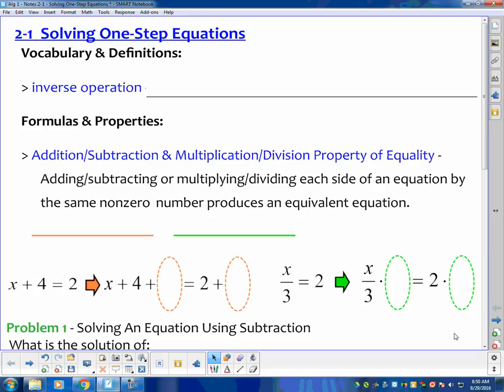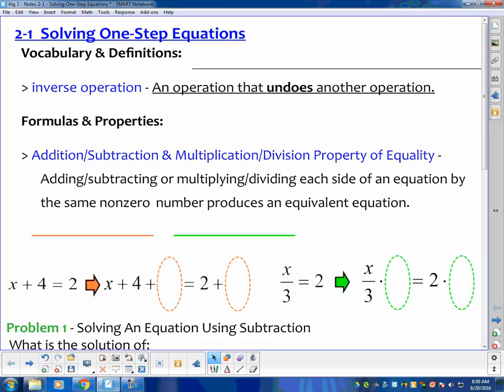Okay, chapter 2, solving one-step equations. We're finally starting on some algebra here, and we're going to start with some definitions. I'll be using the term inverse operation. An inverse operation is an operation that undoes another operation. For example, subtraction undoes addition, or addition of the negative, and division undoes multiplication.